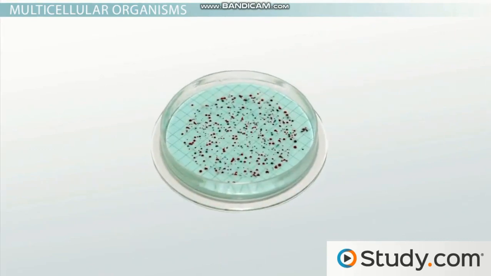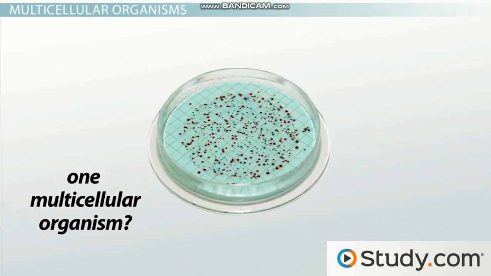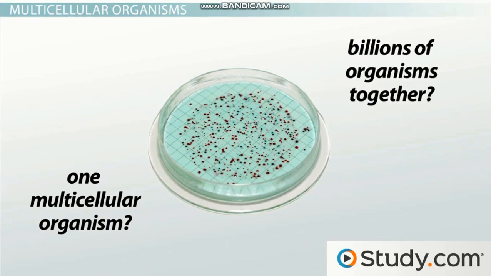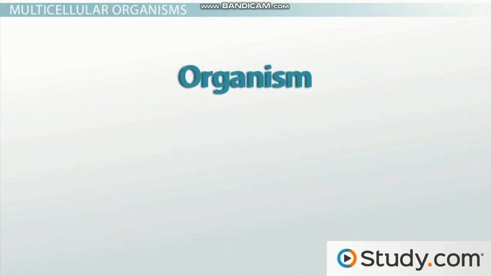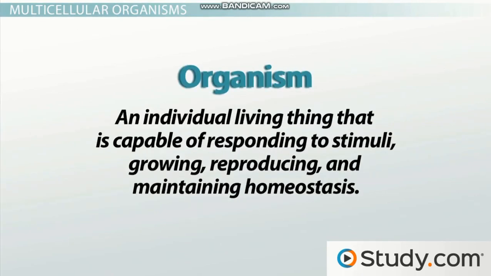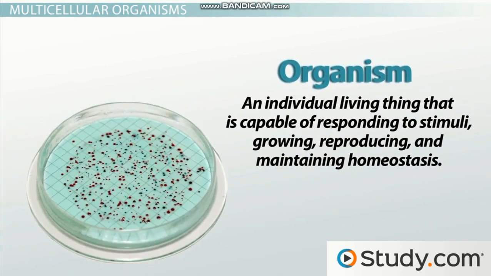We have a colony of bacteria growing in a petri dish. Do we define the colony as one multicellular organism, or billions of organisms living all piled on top of each other? Let's start by defining an organism. An organism is defined as an individual living thing that is capable of responding to stimuli, growing, reproducing, and maintaining homeostasis. Because each cell in the bacterial colony can perform all of these essential functions by itself, we define each cell as its own organism.